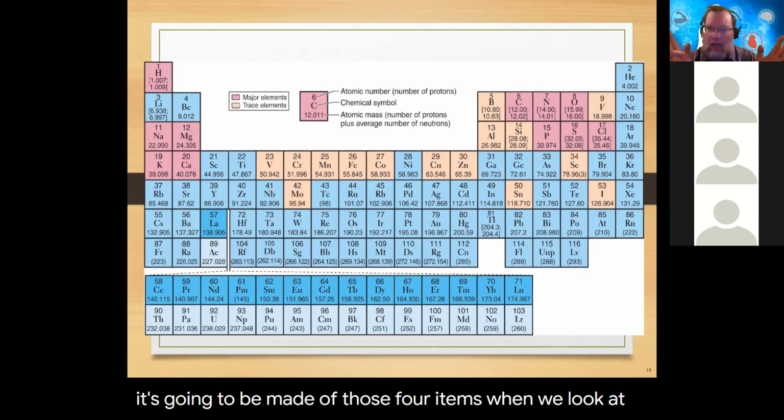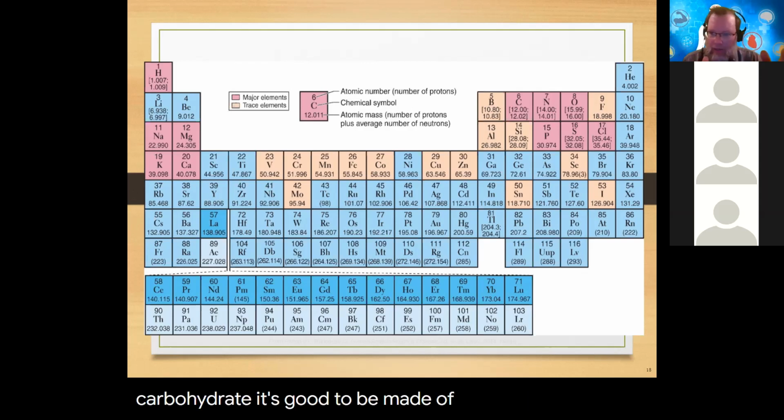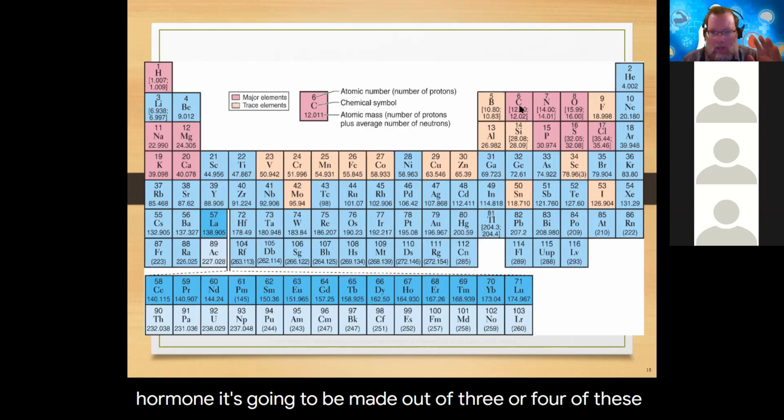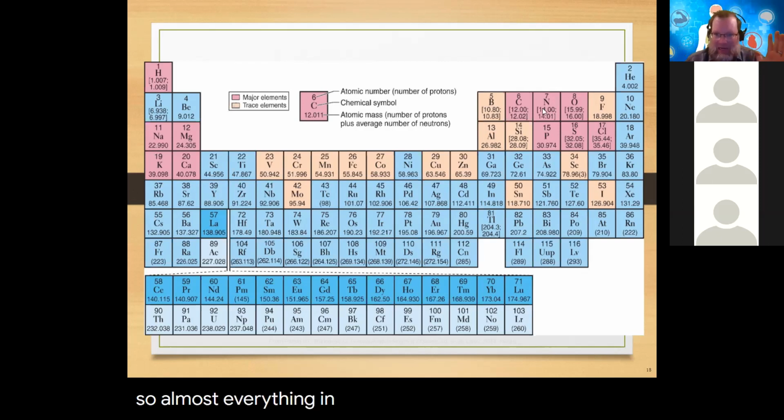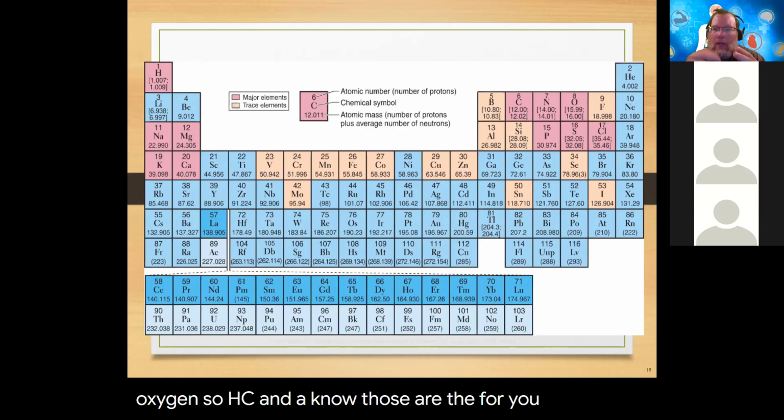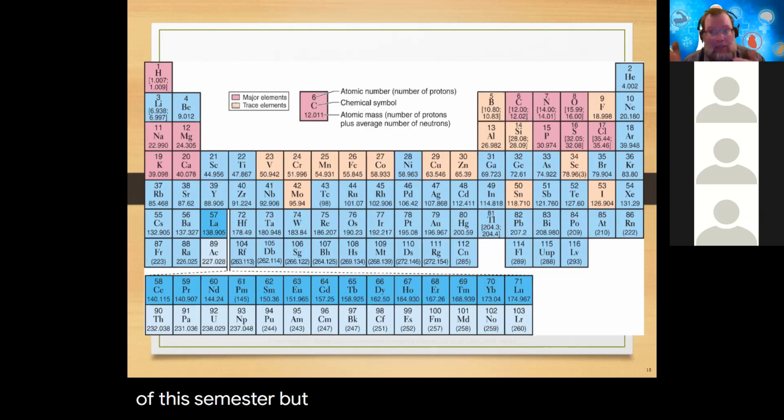When we look at a carbohydrate, it's going to be made of three out of those four. When we look at a lipid or a fat or a steroid or a hormone, it's going to be made out of three or four of these. So almost everything in the body, what we call organic compounds, is going to be hydrogen, carbon, nitrogen, and oxygen. So H, C, N, and O. Those are the four you're going to see as a theme this semester, but definitely next semester in advanced.